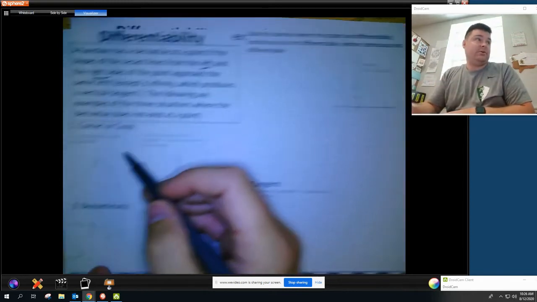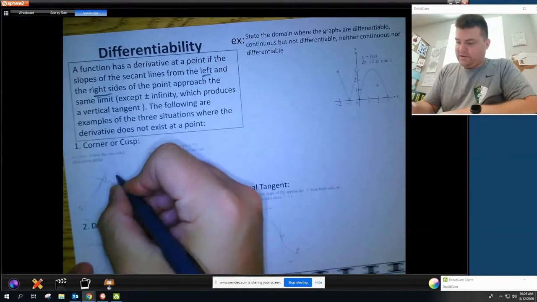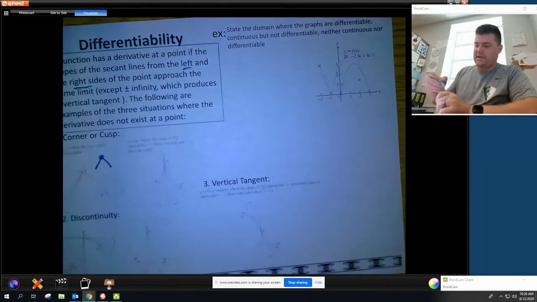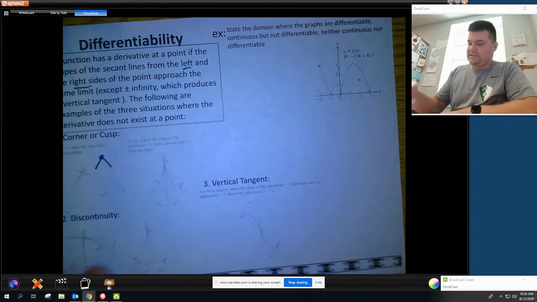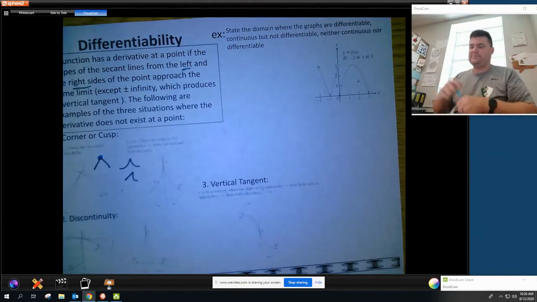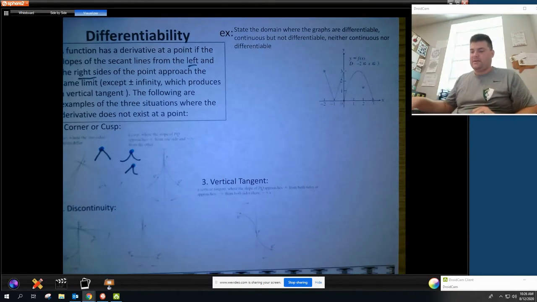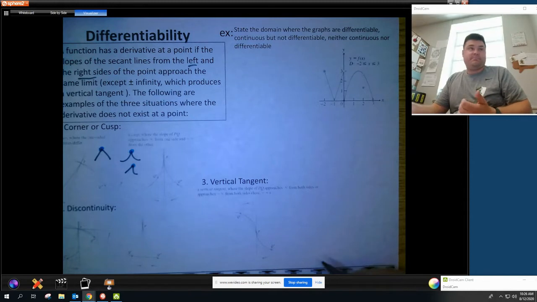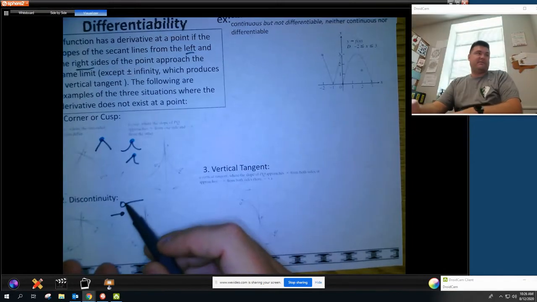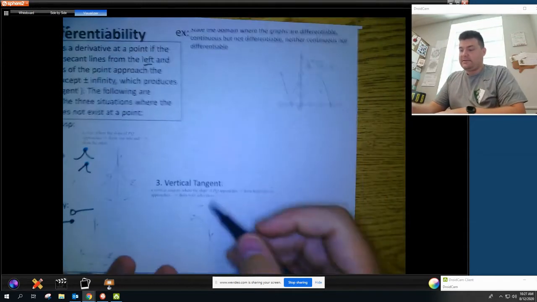So first one's going to be a corner or a cusp. It's kind of hard to see these pictures. So real quickly, that's a corner. If I need to find the derivative at this blue point right here, you can't. A cusp is if you have 2 curves or even 1 straight line and 1 curve. Cannot find the derivative of those points. If it's not continuous, that's pretty straightforward. If I have a function like this, you can't find the derivative at this point right here because it's not continuous. And last but not least is a vertical tangent.